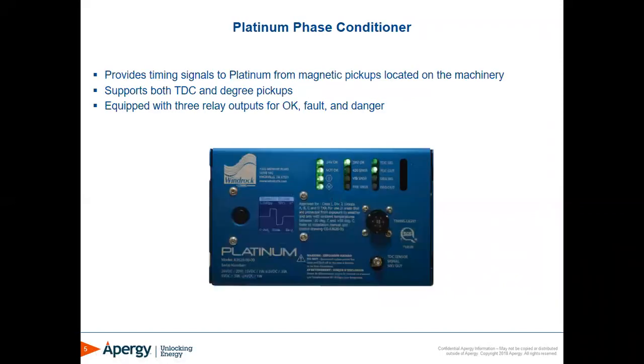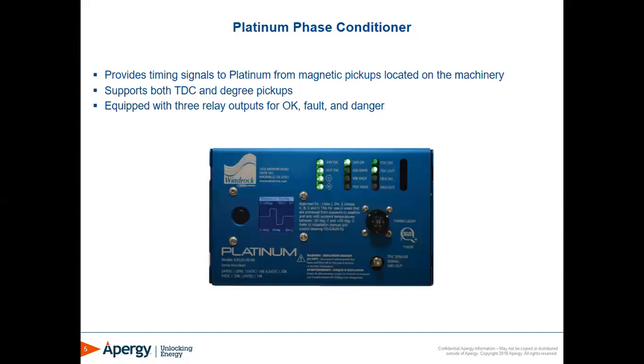Next is the Platinum phase conditioner, or the encoder module, as some of us call it. It does quite a few things. It's got two inputs, one for your once per turn mag pickup and another input for your degree mag pickup. It also has three relays. We have a not okay relay. It is for the system itself. It pretty much will change state if there's a problem with the Platinum system itself.